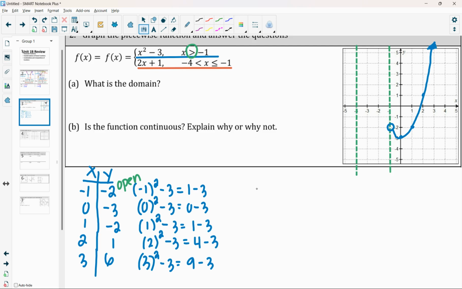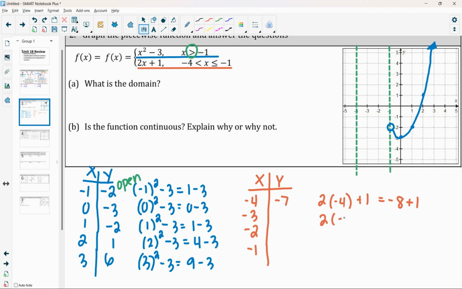Then for the second piece of this graph, we're following the 2x plus 1 function. And this one is going to be specifically from -4 to -1. So those are the only points I'm going to put on here. So -4, -3, -2, -1. And we'll plug these into the 2x plus 1. So we'll do 2 times the x value plus 1. So 2 times -4 is -8, plus 1 is -7.